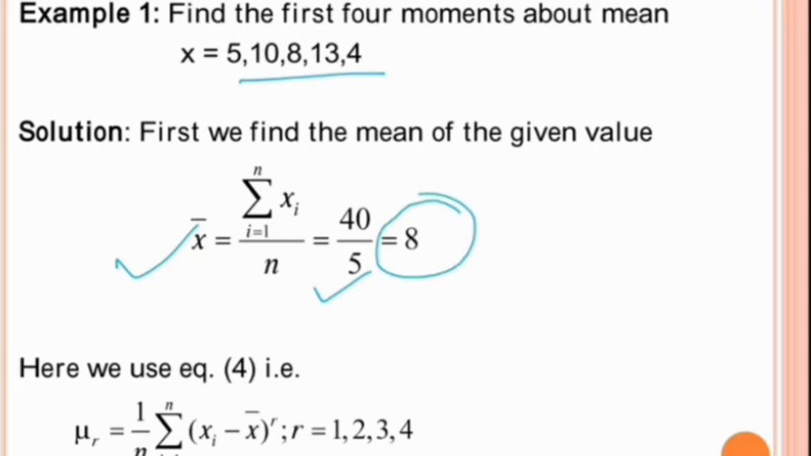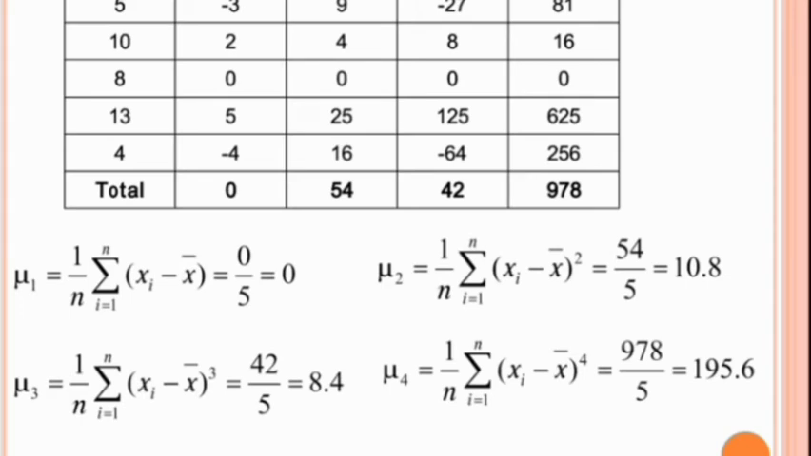Now here we will use equation 4 from the earlier theory which we have learned. There in equation 4 the formula was mu r equal to 1 upon n summation xi minus x bar raised to r. Here you have to find the first 4 moments, so r will be equal to 1, 2, 3 and 4. See, this table method will be much easier for us to calculate these terms. So first we will write all the values of x.